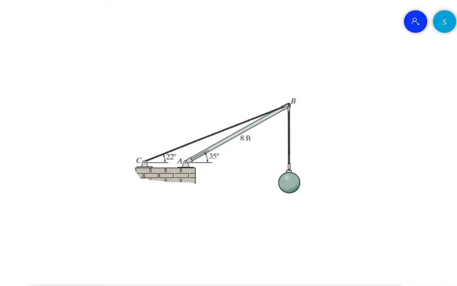So we have a rod and a cable that supports a 500-pound ball. And the question is, what are the forces in the cable and at A? So at A, we have AX and AY. And at C, because it's a cable, we have a force in the same direction.